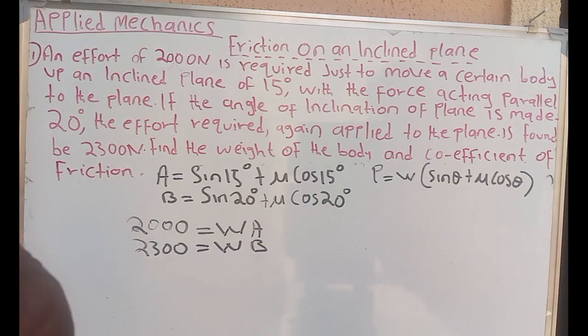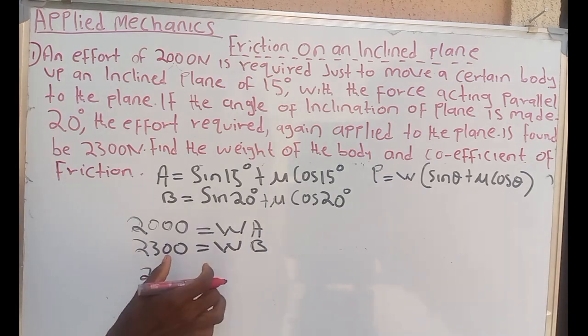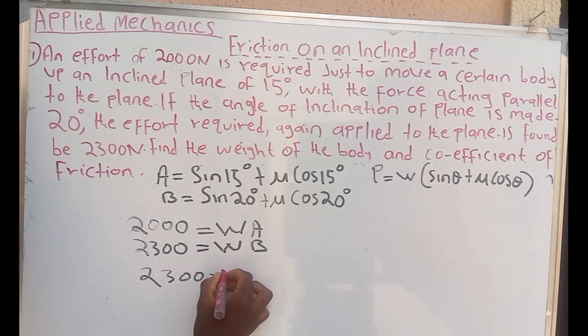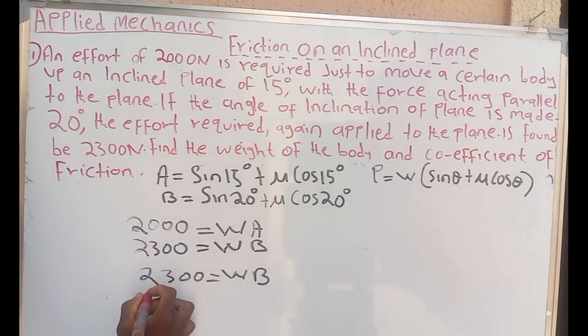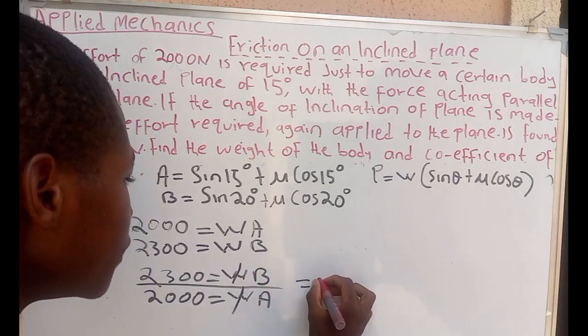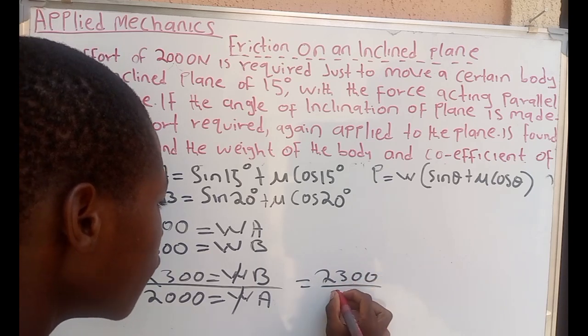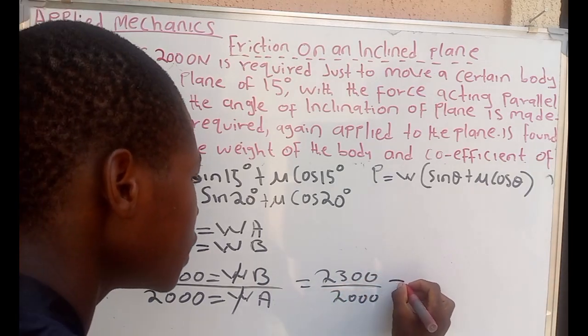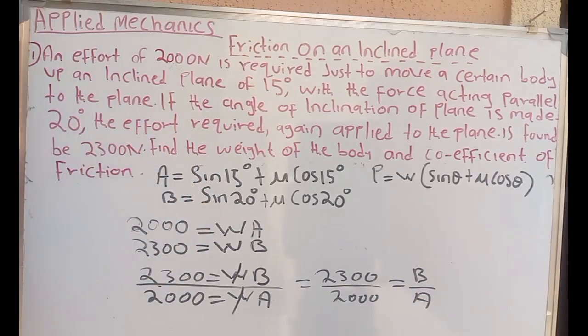The next thing to do is to divide the second equation by the first equation. Like how? We take the second equation, 2300 Newton, divided by the first equation, 2000 Newton, which is A. If we divide them, you see that weight will cancel weight. We'll end up having 2300 over 2000 is equal to B over A. That's right, that's how we can do.